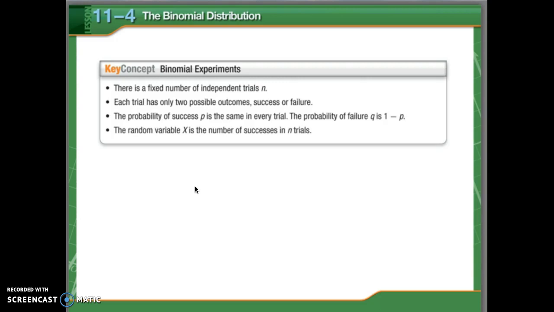The third point, the probability of success is P, and it's the same in every trial, while the probability of failure, Q, is 1 minus P. So if the probability of success is 0.7, probability of failure is 0.3, and together they add up to 1. The fourth point is that the random variable x is the number of successes in n trials. However many trials you're doing, the variable is the number of successes.